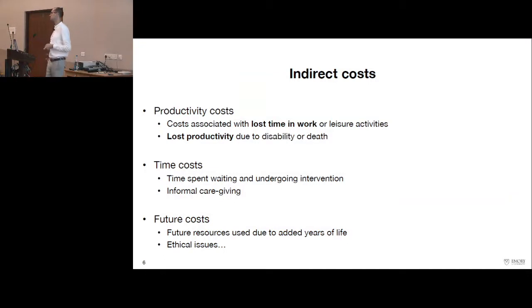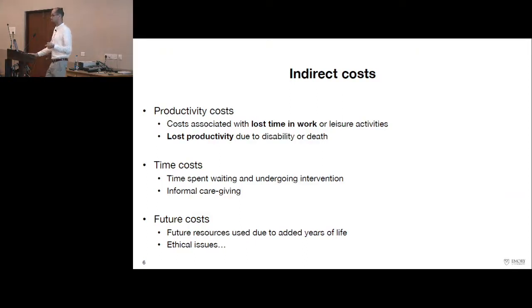When we talk about time costs, like time spent waiting and undergoing intervention, that actually is accounted for in the productivity cost, like when we monetize the time into money value. Are they usually excluded? Yeah, they're not. Very good point. Some of these are overlapping, and if you account for one, you kind of account for the other. So we report both? Or?